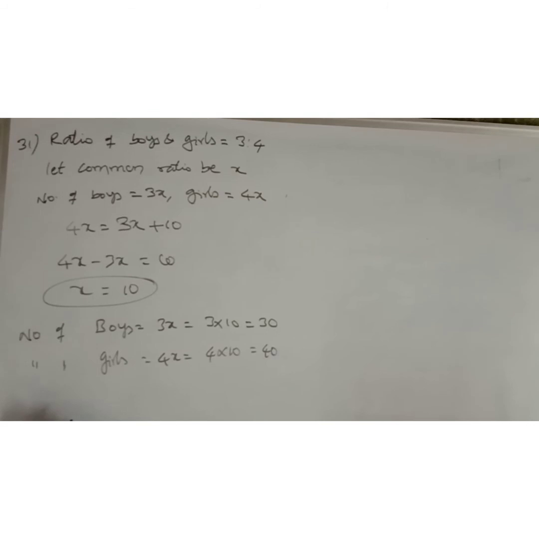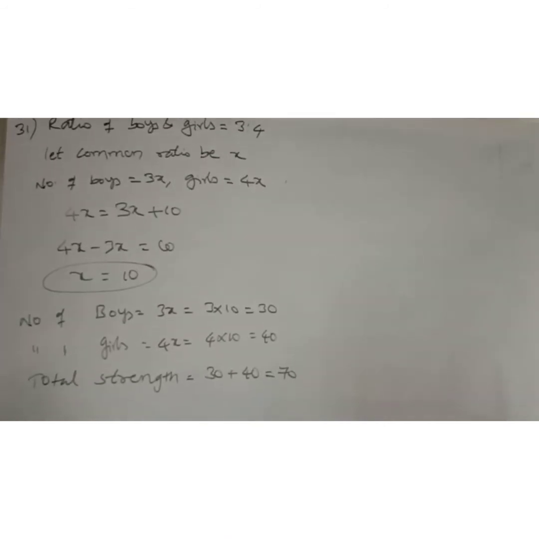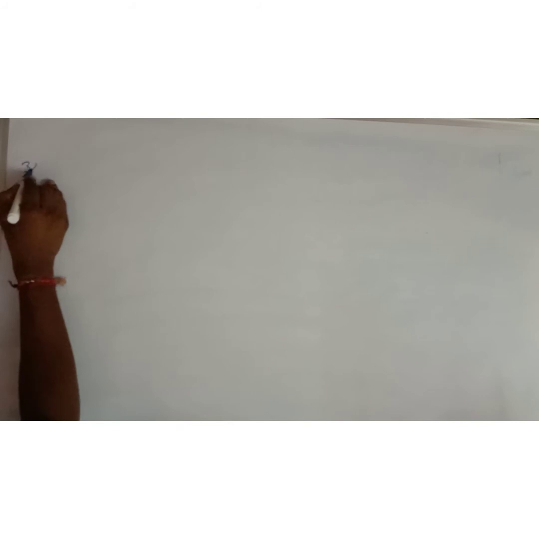Now I want the total strength. Total strength is equal to number of boys plus number of girls, is equal to 30 plus 40 is 70. That means in a class 70 strength is there. In that 30 boys are there and 40 girls are present. So next question, that is the second question.